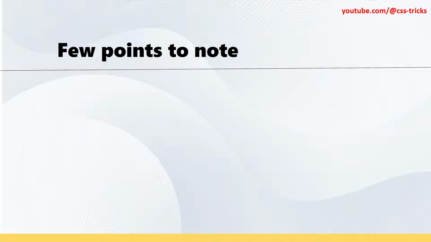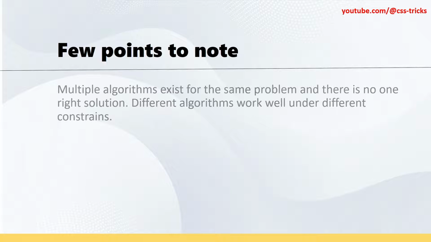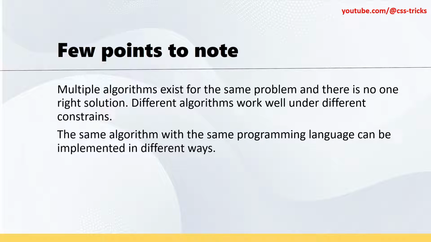Let me go over a few more points that you should keep in mind before continuing. The first point is that multiple algorithms exist for the same problem, and there is no one right solution. Different algorithms work well under different constraints. You should always understand the problem statement before determining which is better. The second point is that the same algorithm with the same programming language can be implemented in different ways. We now have modern JavaScript features we can use to simplify the code we write. So what we learn in this series might be slightly different to what is out there. It doesn't make it an incorrect solution.